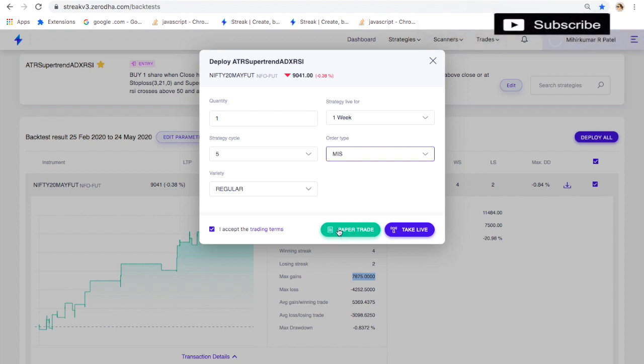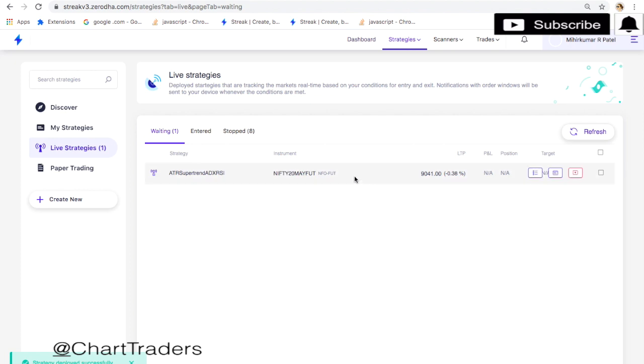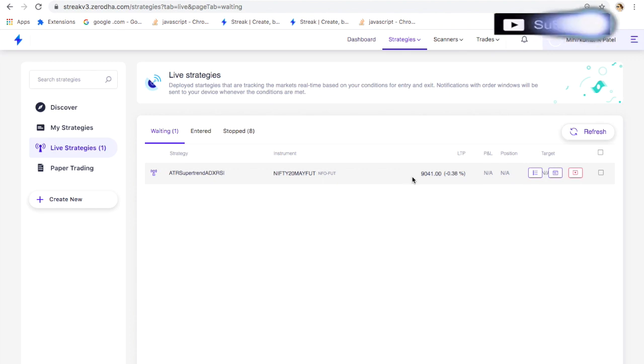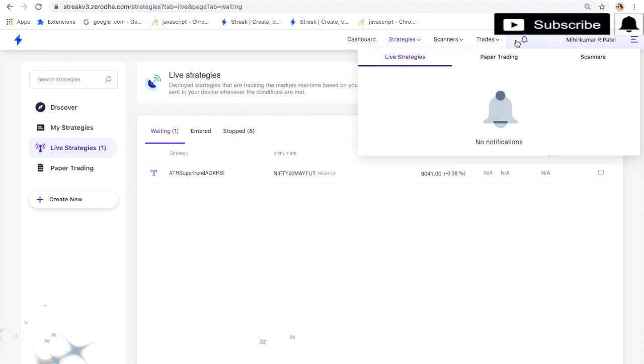Now when you apply, click on paper trade. Your algorithm is then in virtual trading, which means no buy or sell happens in your trading account. Only a log is maintained in Streak, and you can see the buy price and at what time, the sell price and at what time. So it's just virtual trading. But when you click on take live, it is going to apply in the live market. When your algorithm satisfies your condition, it is going to generate a signal.